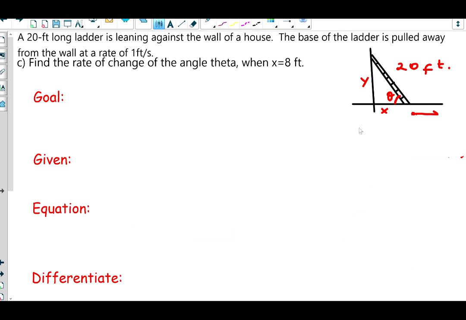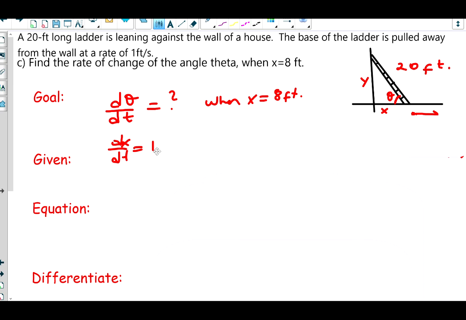So let's think for a minute. How could we find the rate of change of the angle? First of all, what are they asking as a derivative? That'll be d theta dt, right? The rate of change of the angle at the moment when x is 8. What do we know? We know dx dt is 1.